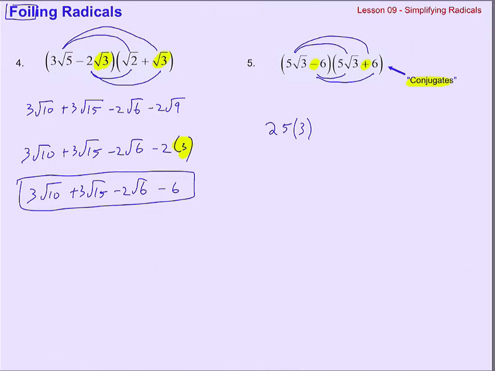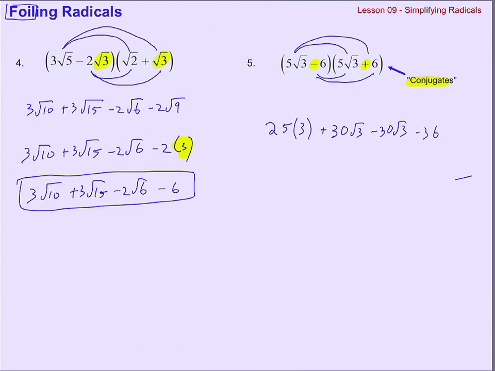And we can multiply the 5 root 3 times the 6. The coefficients can be multiplied together. The radical has nothing to multiply by. Sorry, that's positive. The next one is, now I'm going to do the negative 6 times 5 root 3. So that's going to be negative 30 root 3. And then the negative 6 and the positive 6 multiply to make negative 36.